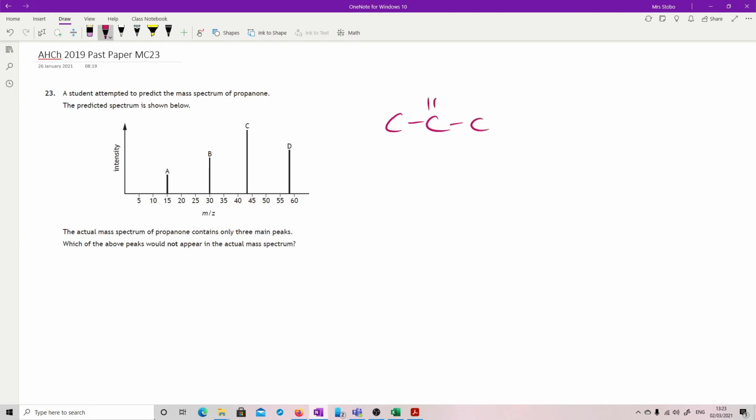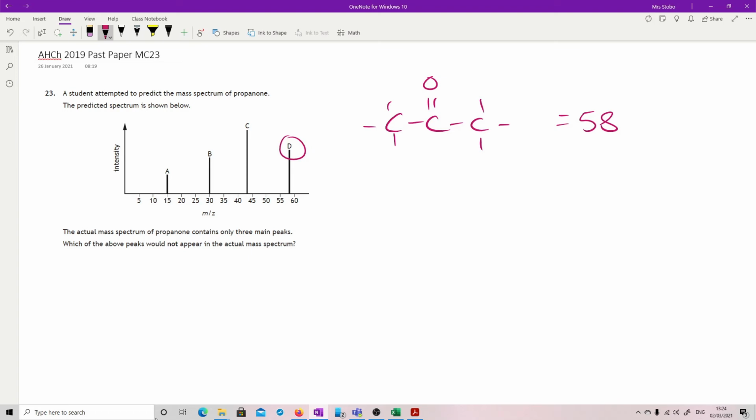So prop, double bond here, and we've got hydrogens on either side. So for a start, let's get the molecular mass of this one, because that's going to give us our top peak. So add it all up. What have we got? So that is going to be 58. So this peak would definitely be here.